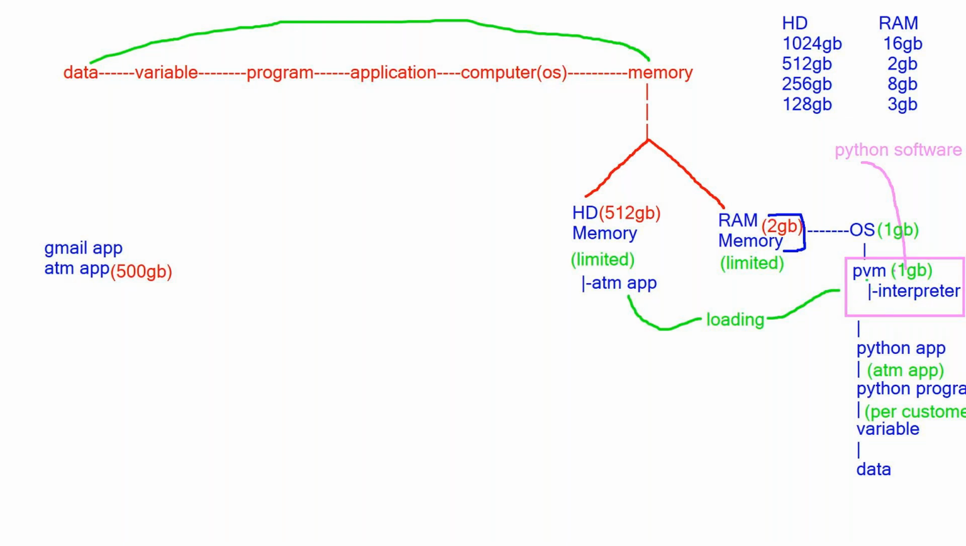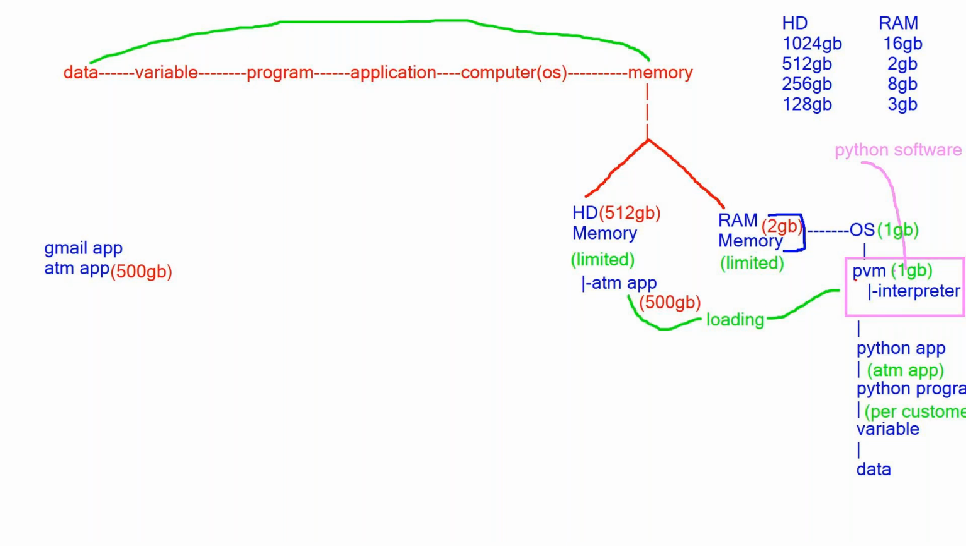Now with the Python virtual machine, how much memory is there? Only 1 GB. Whom are we requesting to execute? We are requesting the Python virtual machine to execute the ATM application. But how much memory is required for the entire ATM application? 500 GB is required. Who has to execute our Python application? The virtual machine has to execute it. It will load your ATM application from hard disk to RAM where the Python virtual machine is running.